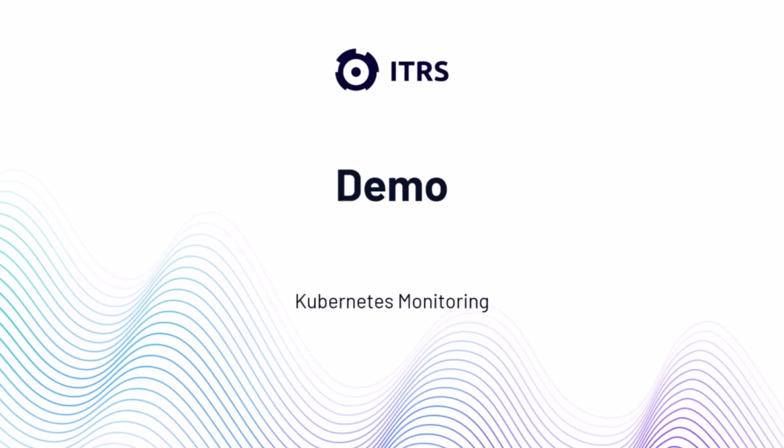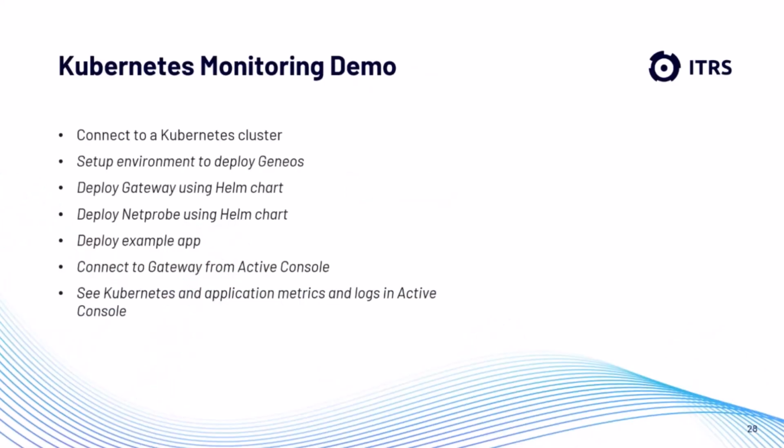Now let's move to a quick demo of the Kubernetes and container monitoring using Geneos. So I have a Kubernetes cluster that's running in Azure. We will connect to it and set up an environment to deploy Geneos. We will install both Gateway and a NetProbe using Helm charts, which makes it a lot easier to manage in Kubernetes. And we'll also deploy an example app that is instrumented to emit OpenTelemetry data.